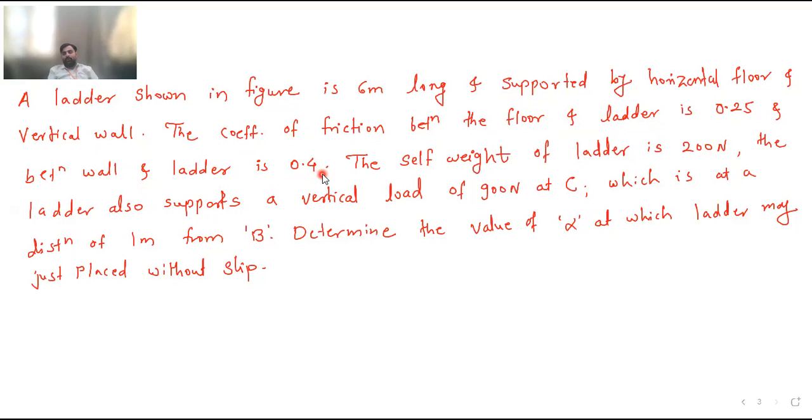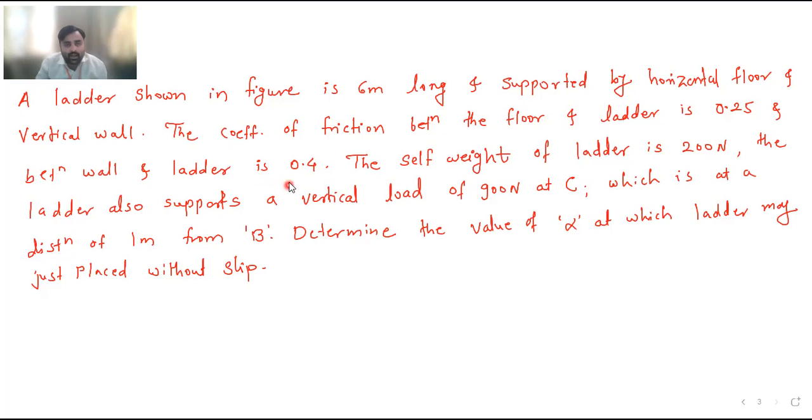Self weight of ladder is 200 Newton. You know that self weight is always acting through the CG, vertically downwards. The ladder also supports a vertical load of 900 Newton, acting at point C, which is at a distance of 1 meter from point B. They have not given us the angle of inclination. They told us to determine the value of alpha at which the ladder may just be placed without slip.